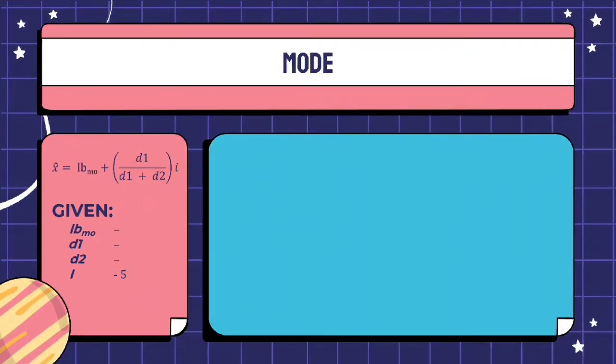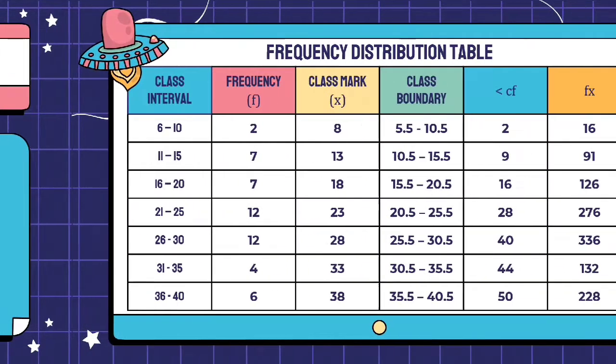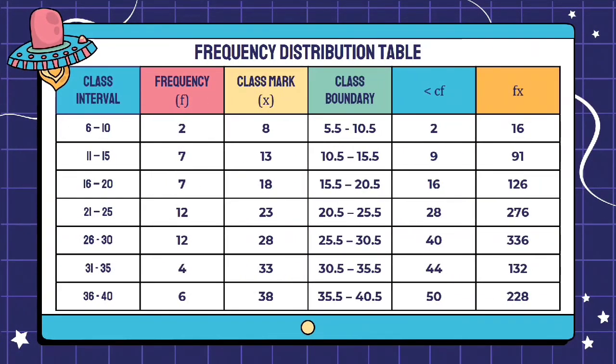To solve for the mode, we need to identify the modal class. In other words, it is the class with the highest frequency. As we can see that there are two classes with the highest frequency, which is 12. So, if you are wondering which one to choose, don't worry, you can choose any of the two and you will still arrive on the same answer. Let's try the fourth class.